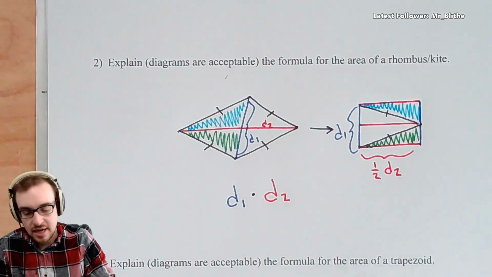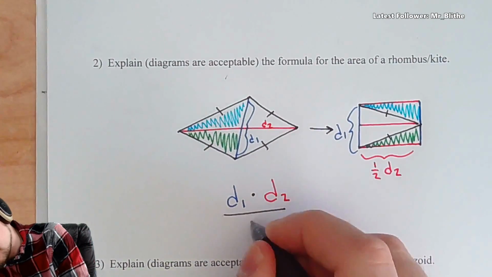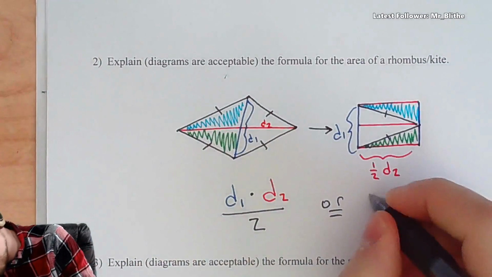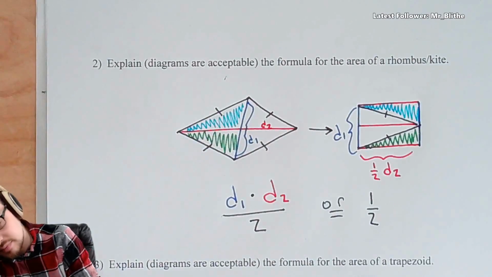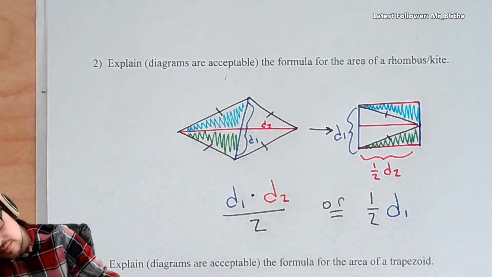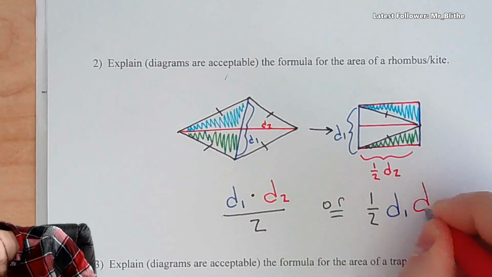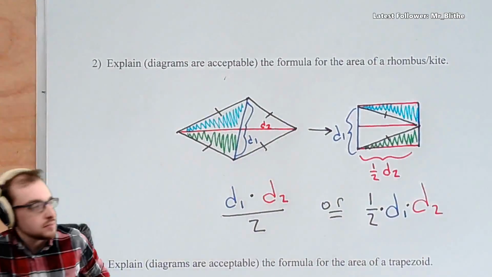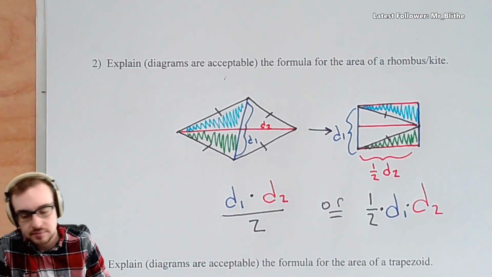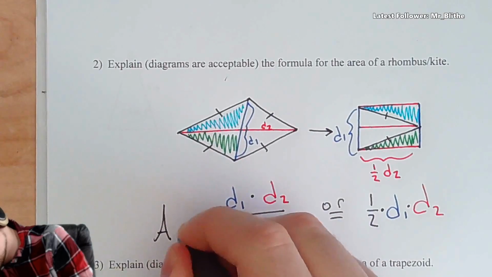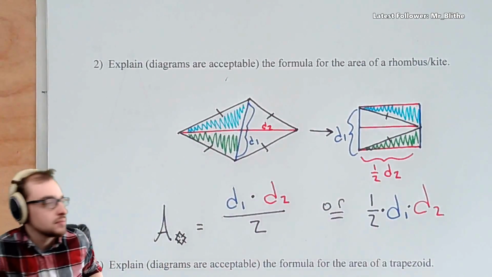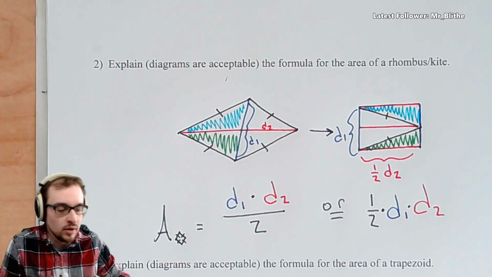And then I'm going to times it by a half, which we all know is the same thing as dividing by 2. So either way works. You could write that, or you can write this. Either way. This is true for a rhombus or a kite.